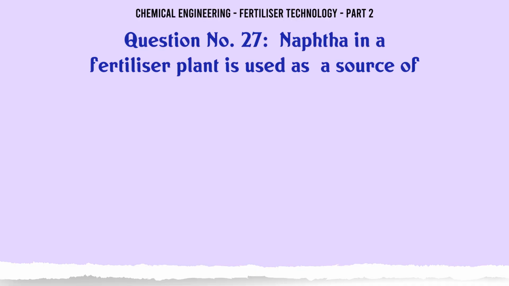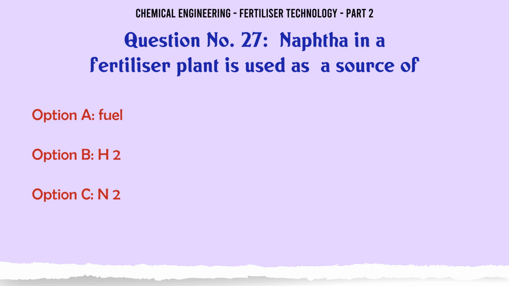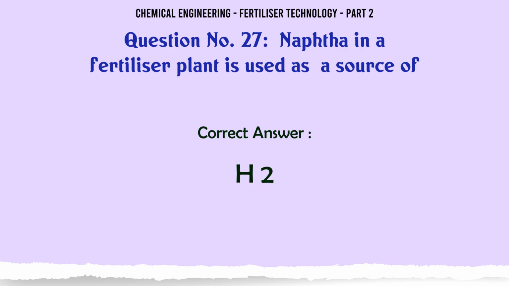Naphtha in a fertilizer plant is used as a source of A. fuel. B. H2. C. N2. D. O2. The correct answer is H2.